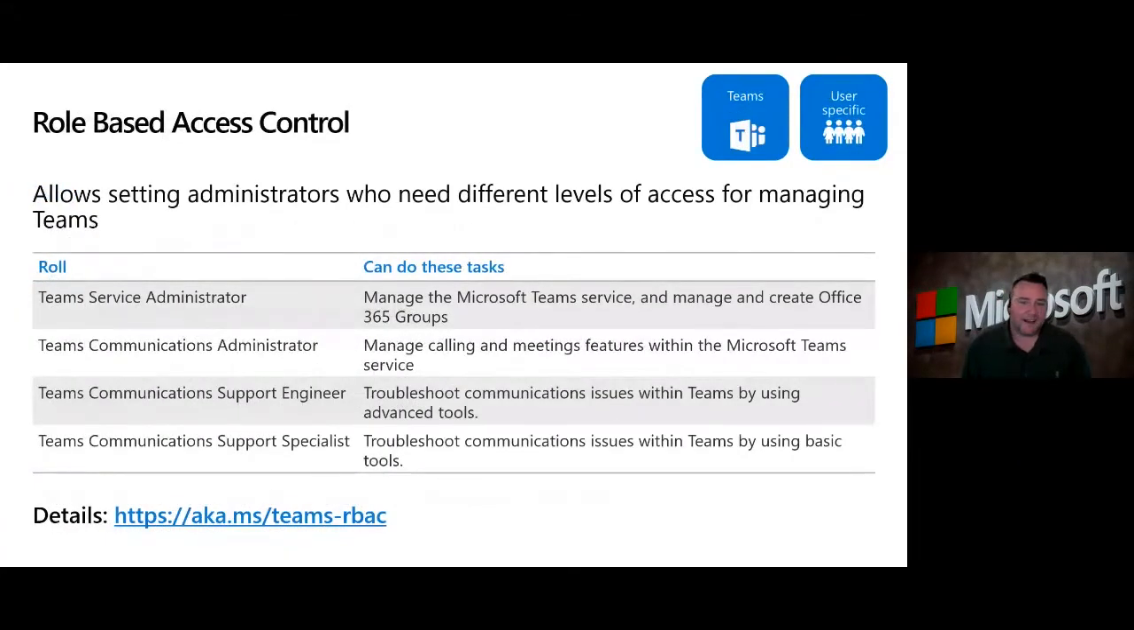So role-based access control allows administrators to assign a certain level of administration function to other people in the organization. So this is very similar to on-premise solutions that had the same type of functionality. So we have service administrators, communications administrators, support engineers, support specialists, with the different levels of function that they're going to be able to create. This particular feature is set in the Azure Admin Center. Let's take a look at that.